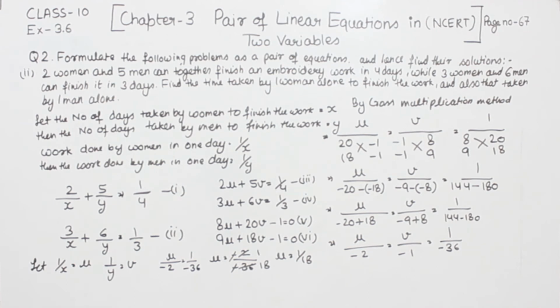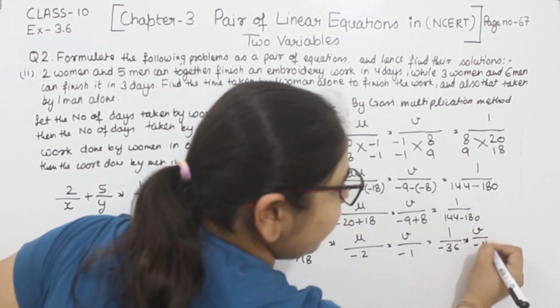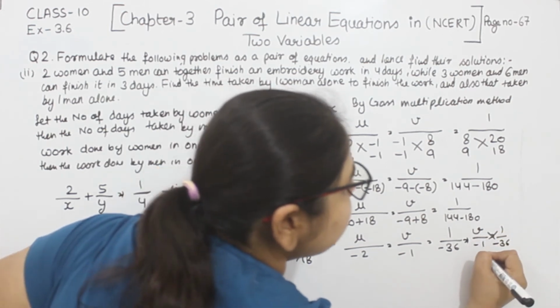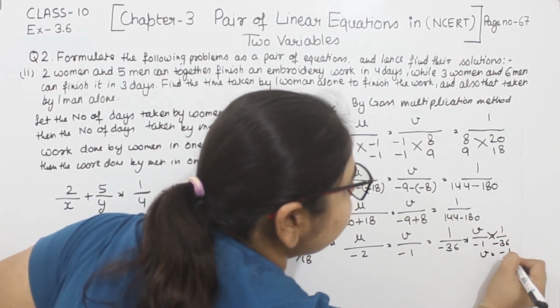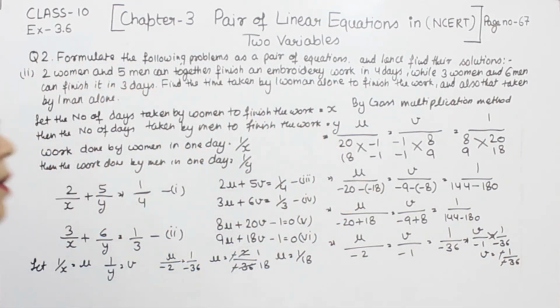Now we have to find the value of v. So right here, value of v we are having v is equal to minus 1 and here we are having minus 36 and cross multiply. So we are having v is equal to minus 1 by minus 36. Minus is cancelled from minus. So value of v we are having 1 upon 36.